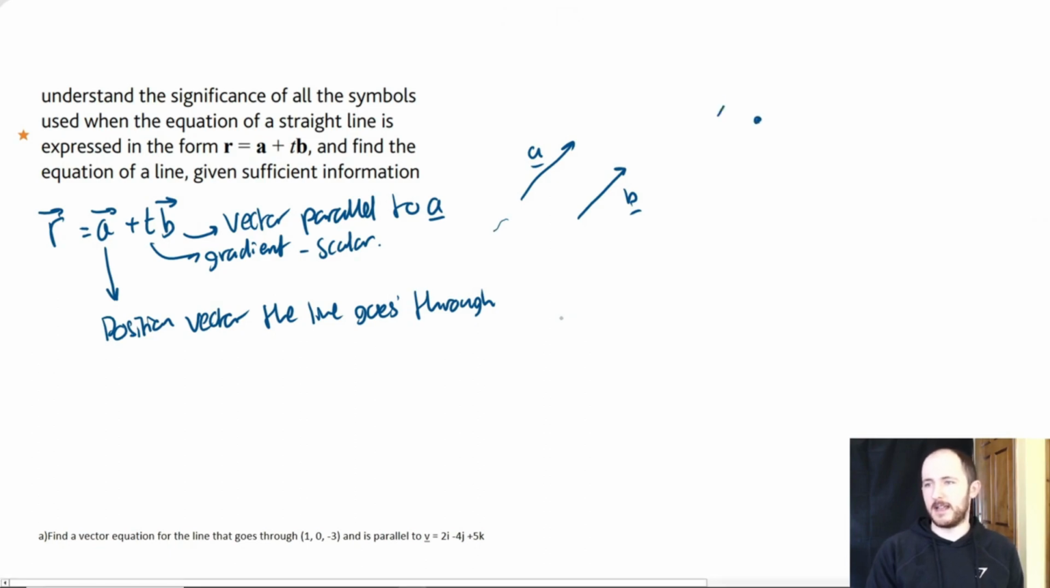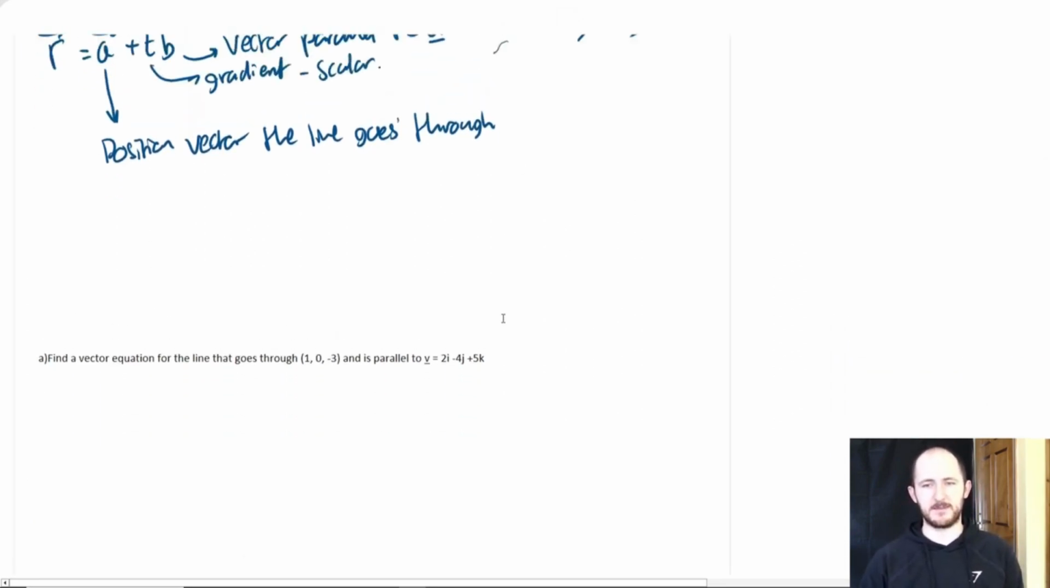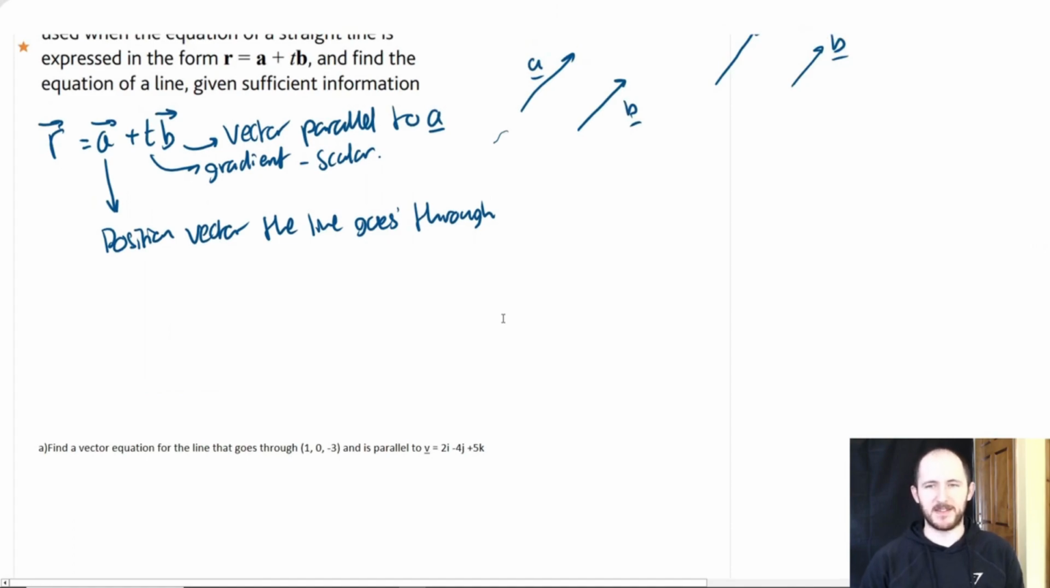So let's say we have a here. The line goes through it, we can call the line L, and b just has to be a vector that is parallel to that line. I know it seems like a very arbitrary set of requirements, but I promise you it does make some amount of sense. So we also need to be able to find the equation of a line given sufficient information.